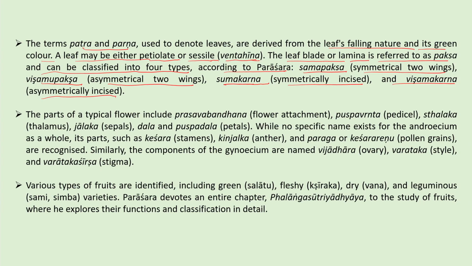The parts of a typical flower include prasavabandhan, flower attachment; pushpavrint, pedicle; sthalak, thalamus; jalak, sepal; and dal or pushpadal, petals. While there is no specific name for the androecium as a whole, its parts such as kesar, stamens, kinjalka, anther, and parag or keshar renu, pollen grains, are recognized. Similarly, the components of the gynoecium are named bijadhar, ovary; vartak, style; and vartak shirs, stigma.